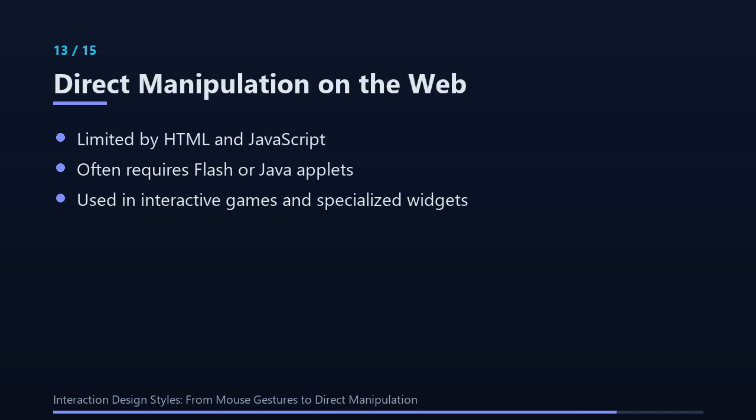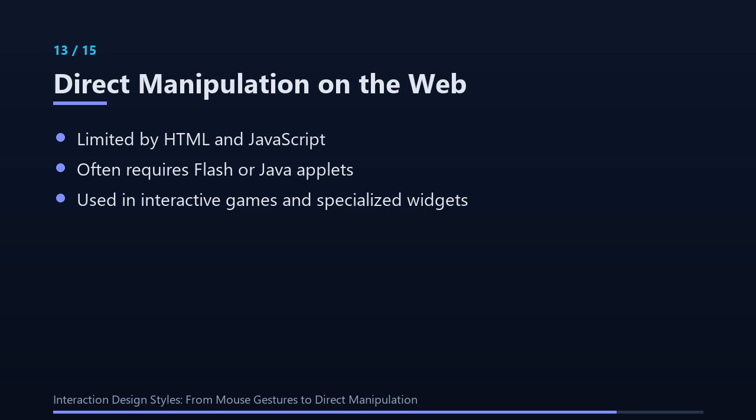While direct manipulation thrives on the desktop, implementing it on web pages has historically been challenging due to the constraints of HTML, CSS, and JavaScript. Early browsers lacked the ability to capture fine-grained mouse movements or render complex graphics without external plugins. As a result, developers turned to technologies like Flash and Java applets to provide rich, interactive experiences that could support drag-and-drop, real-time drawing, or game mechanics.